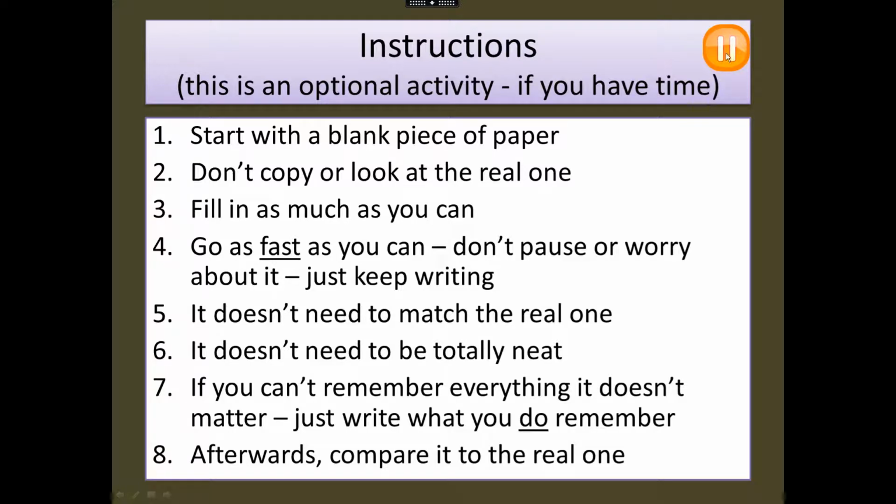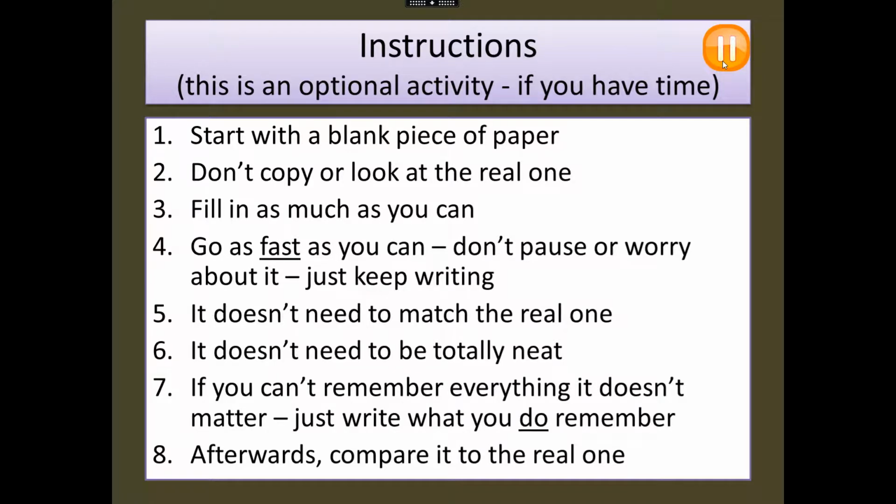Start with a blank piece of paper. Don't look at the real one. You've quizzed yourself, you tried to increase your memory, so now you just fill in as much as you can from your memory. Go as fast as you can. Don't worry about it. Just write what you can, and if you can't remember something, that's fine. It doesn't need to match the real one. It doesn't need to look the same. It doesn't need to be totally neat.